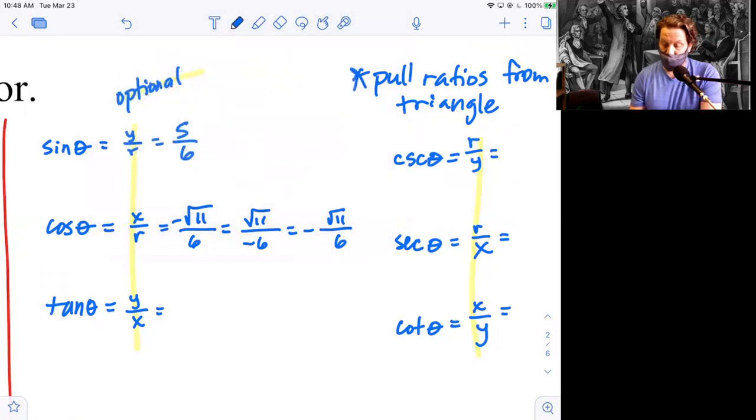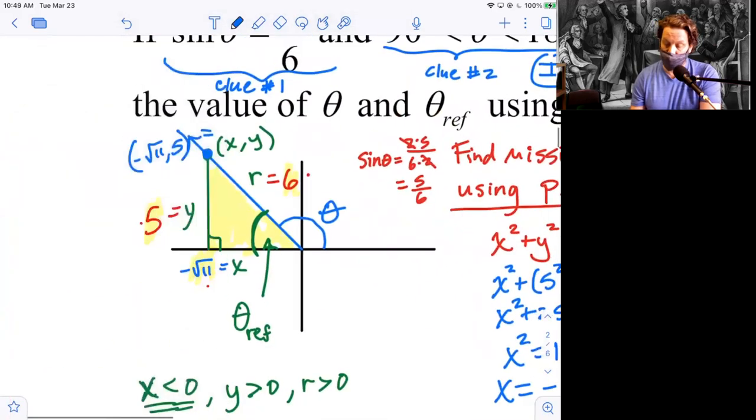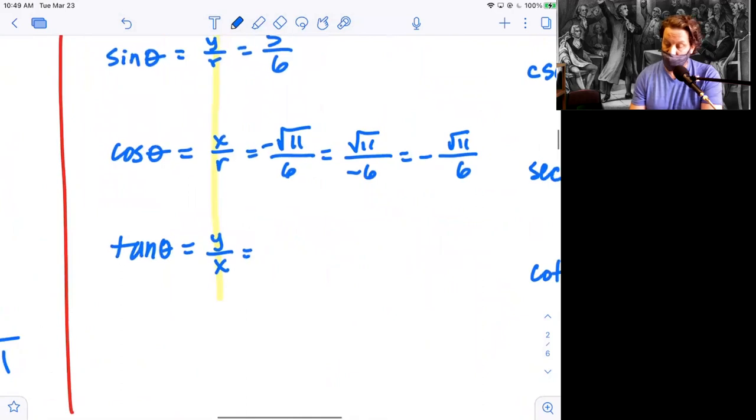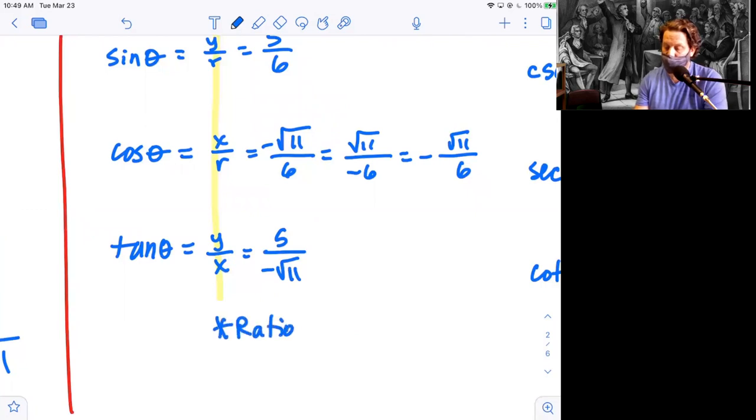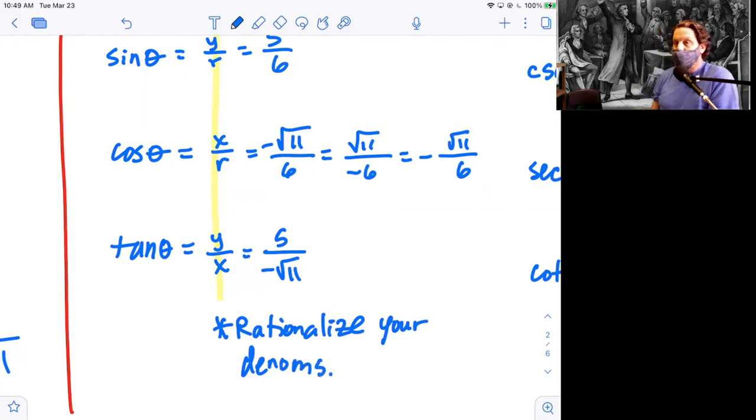Okay, let's keep going. Tangent is y over x, so vertical over horizontal, that's 5 over negative square root of 11. Now, here's what I do want you to do. I do want you to rationalize your denominators. In general, it's okay to have a radical on the bottom. There's nothing bad about it. It has to be simplified radical first, and this one is.